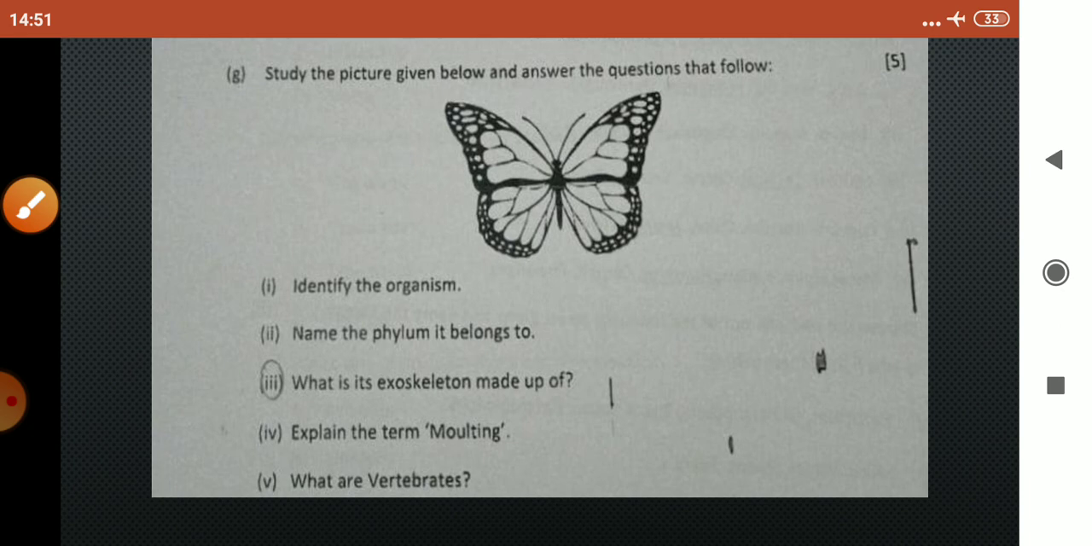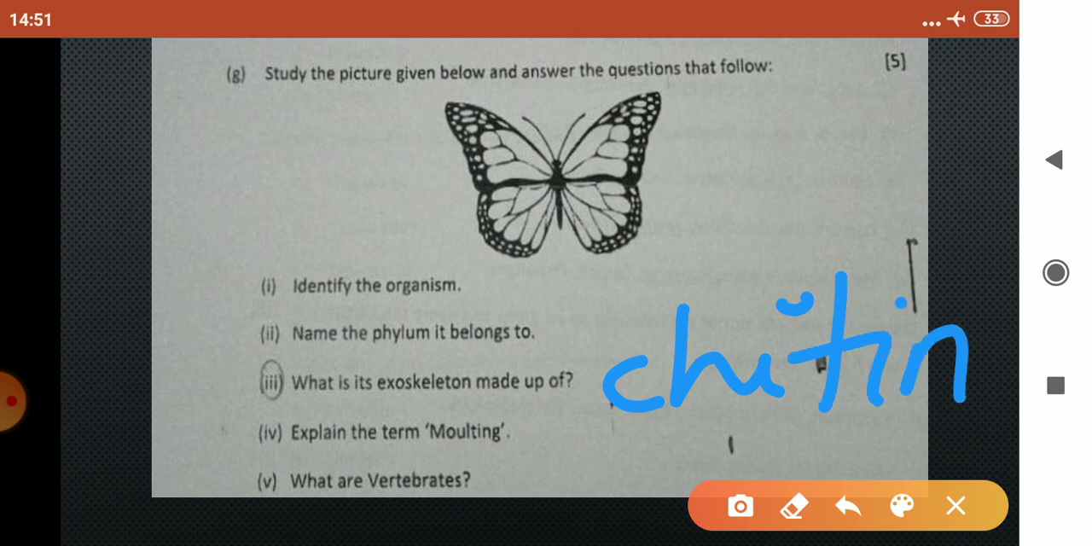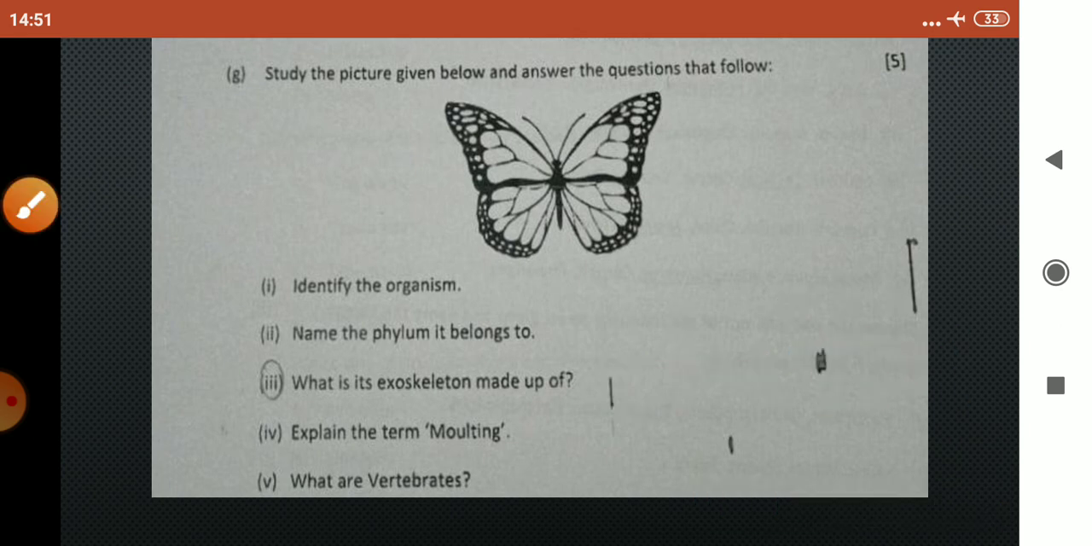Now the third one is what is its exoskeleton made up of? Remember children, this is a general question. The exoskeleton of arthropoda members are made up of chitin. CHITIN. Now the next question is, explain the term molting and what are vertebrates.